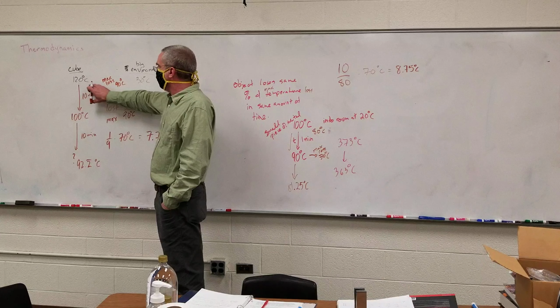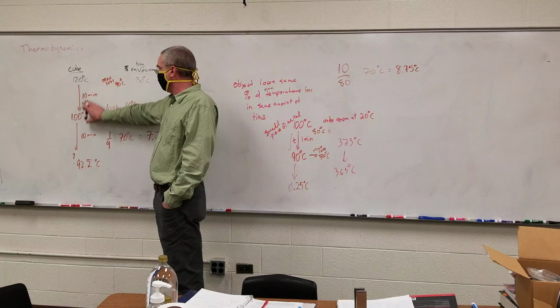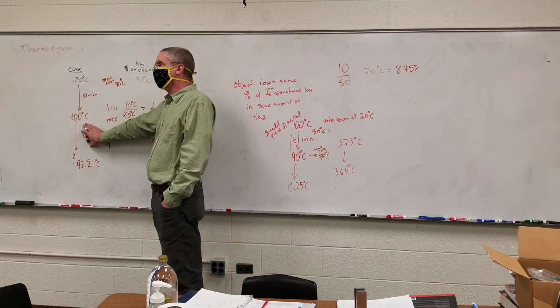The common mistake is you look at it, it lost 20 degrees Celsius here, so it's going to lose 20 degrees Celsius here. And that's just not the way it works. It's what fraction did it lose out of what it could have lost? So it lost 20 out of a possible 90. And that's what we got, the 1/9.